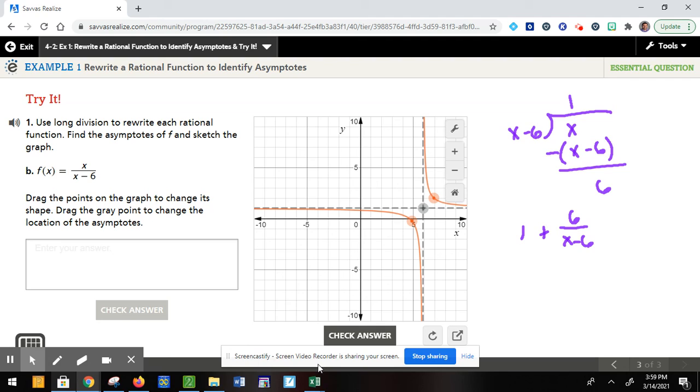So I did long division. I ended up with 1 plus 6 over x minus 6. Shifted it up 1, so the horizontal asymptote is at y equals 1. Shifted it right 6, so the vertical asymptote is at x equals 6. I did zoom out, right, change the scaling to be 1 block is 1 unit, but it moved it out far enough that I could do it. If you zoomed out a little further, that's cool too. All right, let's look at example 2.